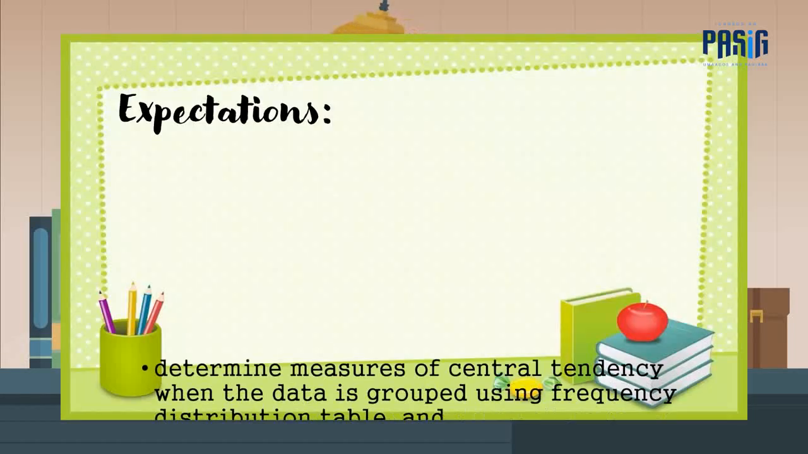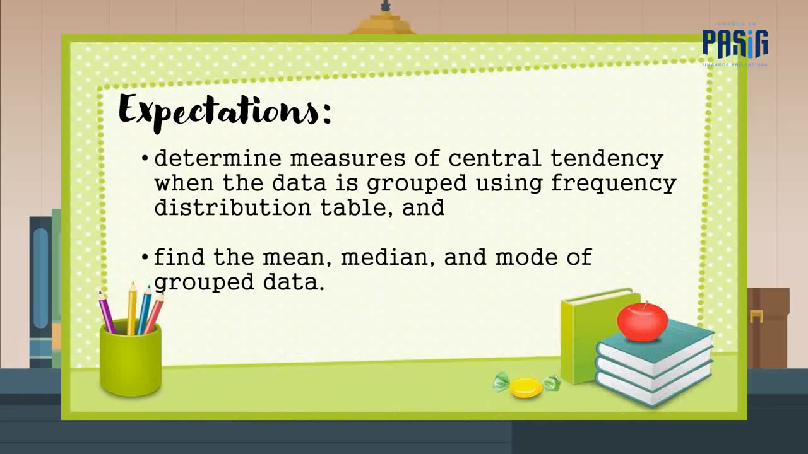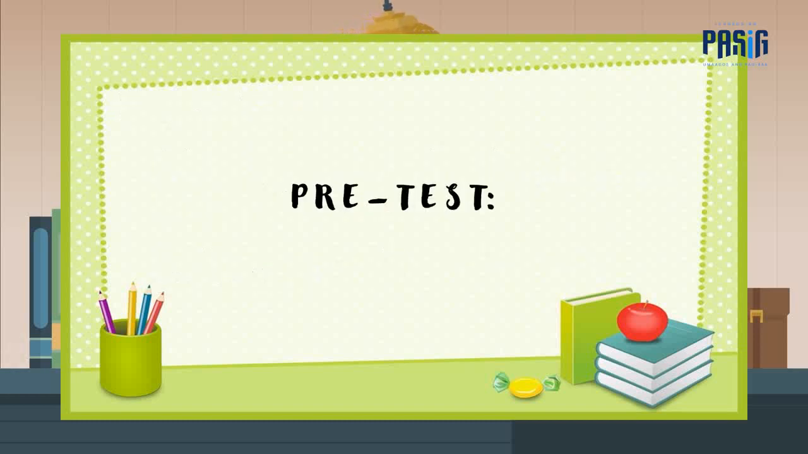Today, you are expected to determine measures of central tendency when the data is grouped using a frequency distribution table and find the mean, median, and mode of grouped data. Now let us begin with the pretest.